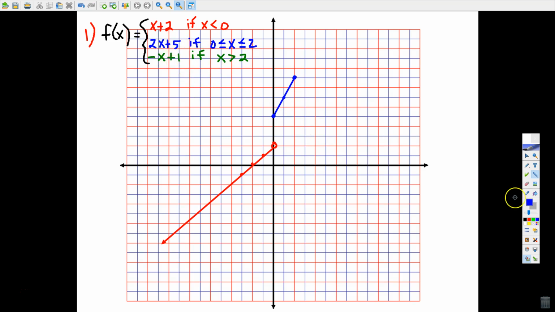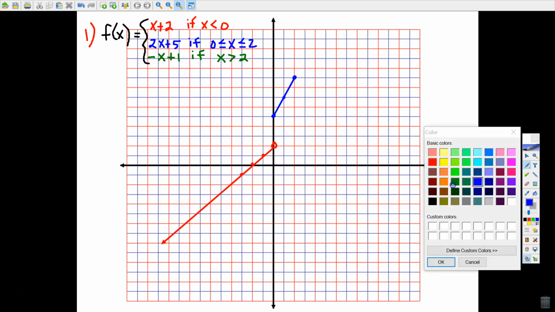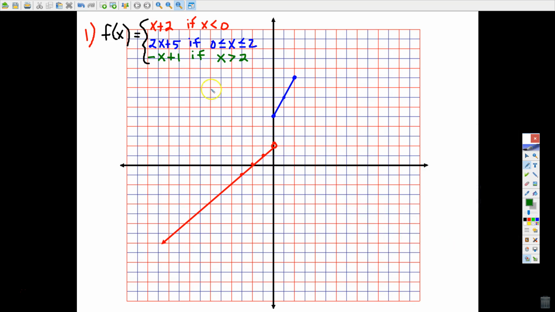And then finally we have this green line represented by this equation. It has a y-intercept of positive 1. It has a slope of negative 1. So that could be done by doing down 1, right 1, or up 1, left 1. But this particular line we're only going to show for x values that are greater than 2. So we don't really need to go this way. I'm just going to keep doing down 1, right 1. Here is where x is 2 on this green line.